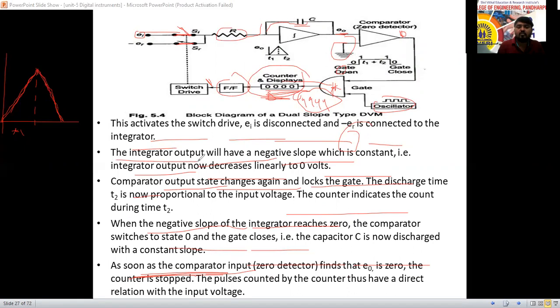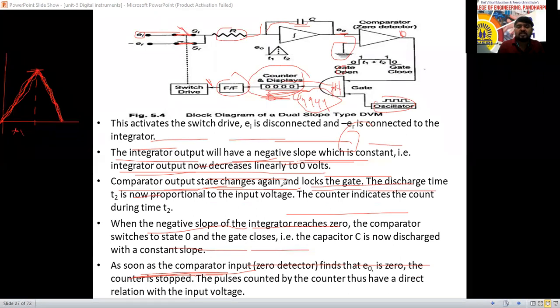The integrator output will have a negative slope, which is constant. That is, the integrator output now decreases linearly to 0 volts. Initially when EI and S1 are closed, the gate is open and the output goes from 0 to a higher value. When the comparator output goes to 0, the integrator output comes to 0, the comparator output state changes again and locks the gate.